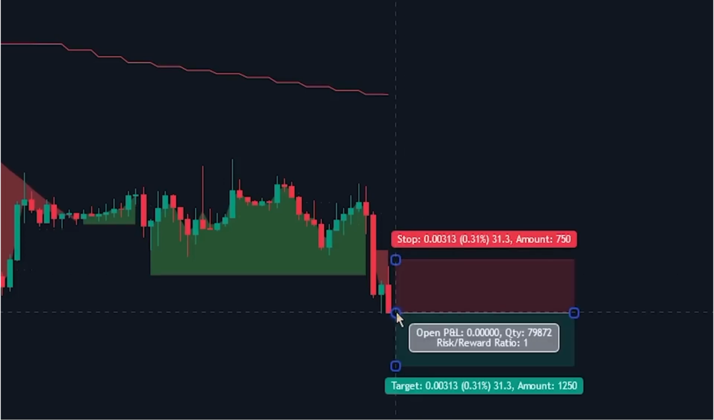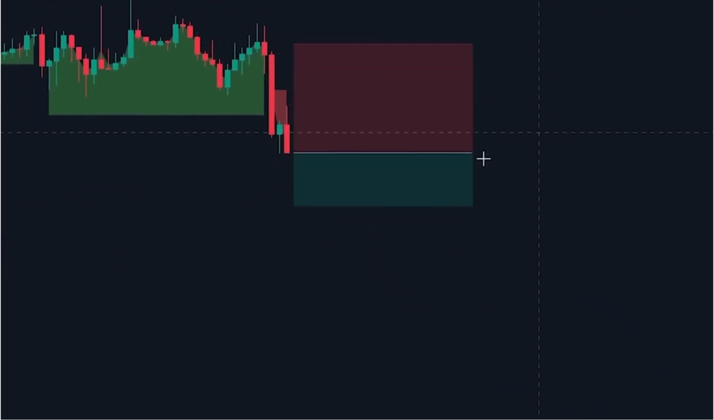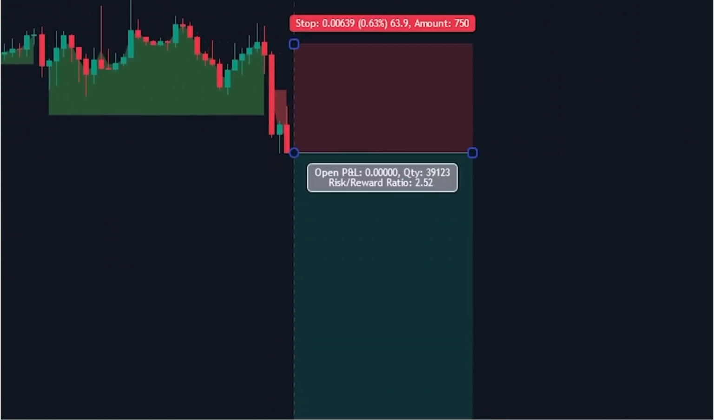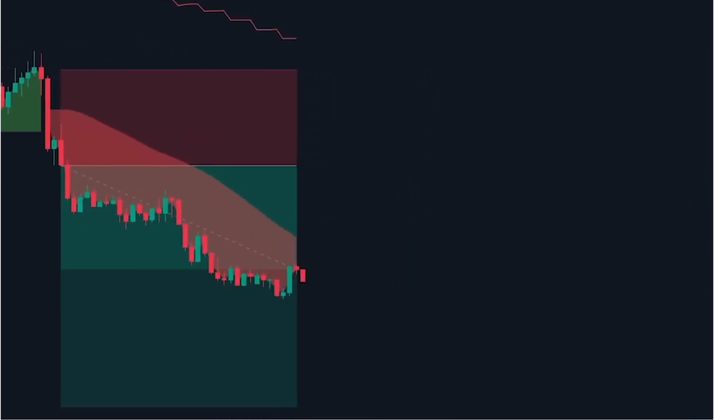position. We will be placing the stop loss at the recent swing high. For the take profit, we will be targeting a 2.5 times risk to reward ratio. Now let's see how the trade plays out.